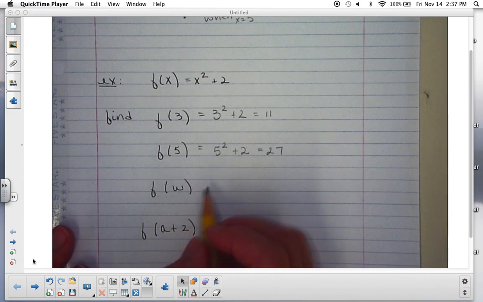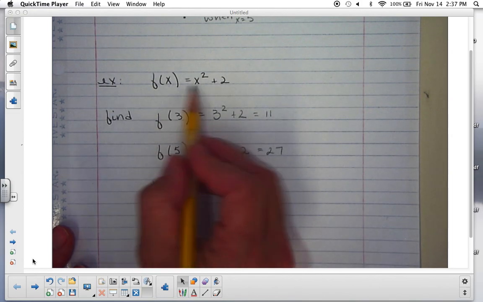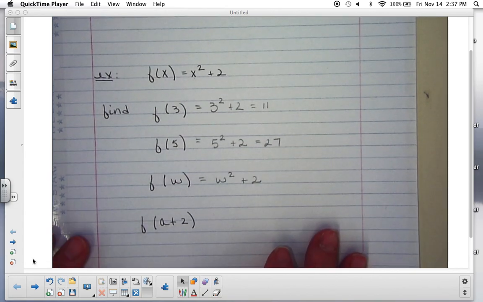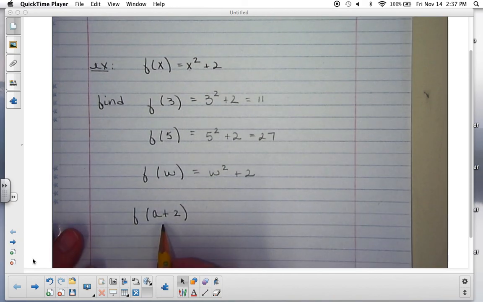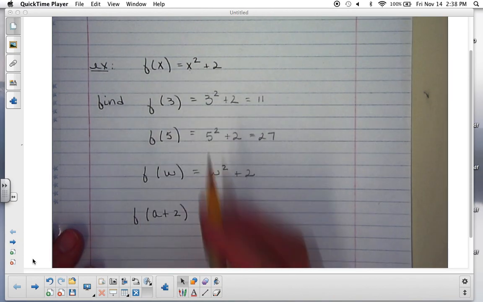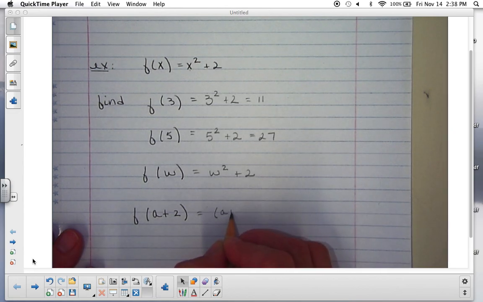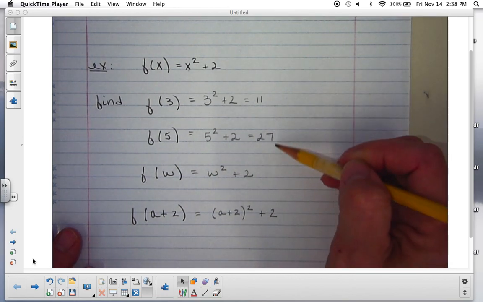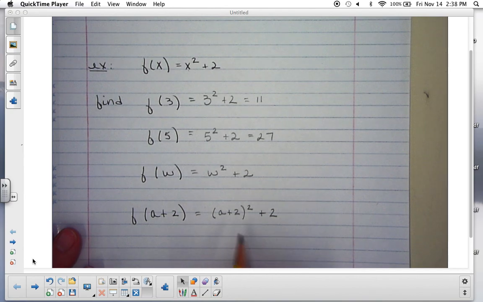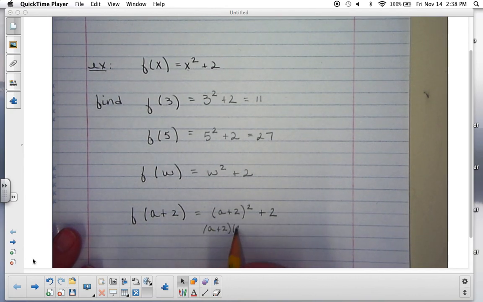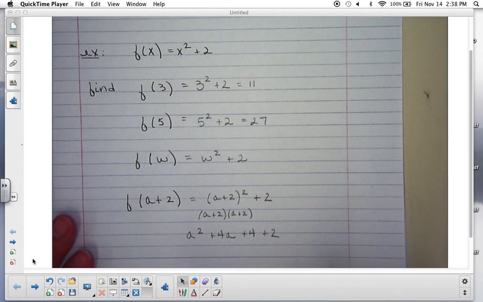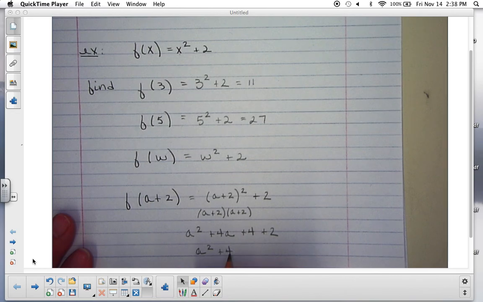If they ask for f of w, again, you're just going to take this w and substitute it in there for x. I will get w squared plus 2. And that's just it. And then my last one, f of a plus 2. I'm going to put a plus 2 just in this spot for x. So it's going to be a plus 2 quantity squared plus 2. So in these first couple ones, we had to actually evaluate. Here, I probably would expand that out. So it's going to be a plus 2 times a plus 2. Remember, that's like a FOIL. I'll get a squared plus 4a plus 4 plus 2. My final answer here is a squared plus 4a plus 6.